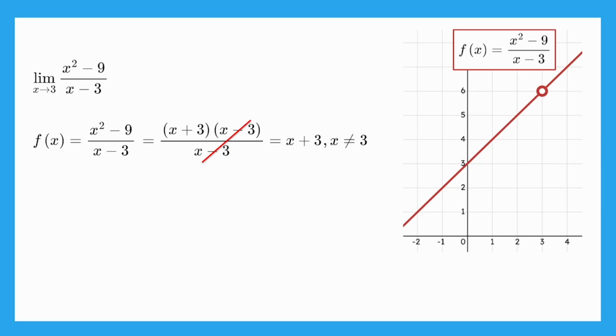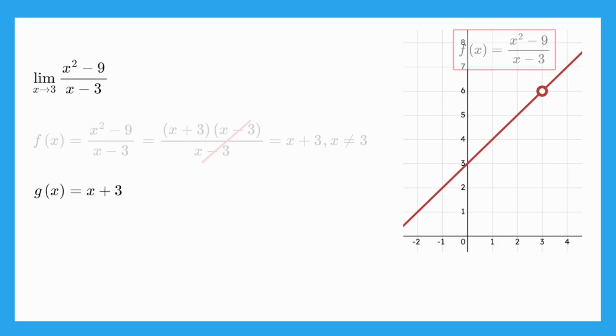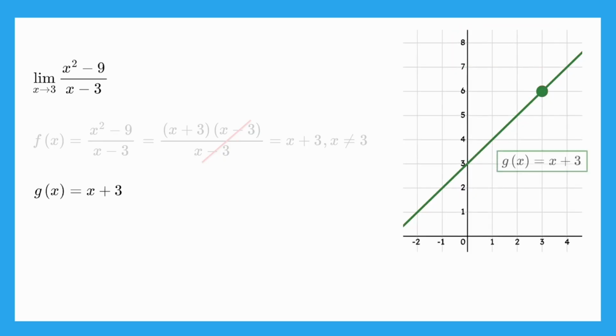However, our goal is to find the limit analytically without graphing. To do that, we need a function we can actually substitute x equals 3 into. What if we look at the related function g of x equals x plus 3? How are f and g related? Here's the graph of g of x. It's the same line. But now the point 3, 6 is included.